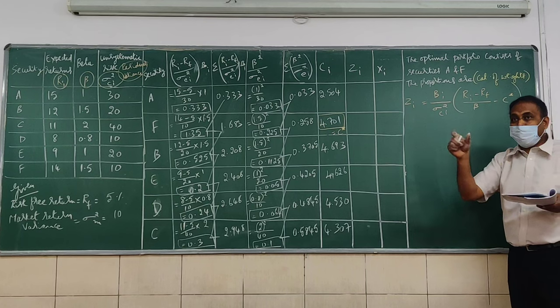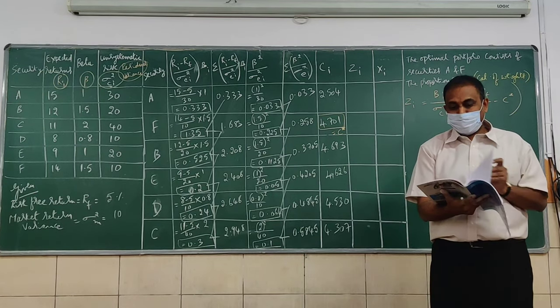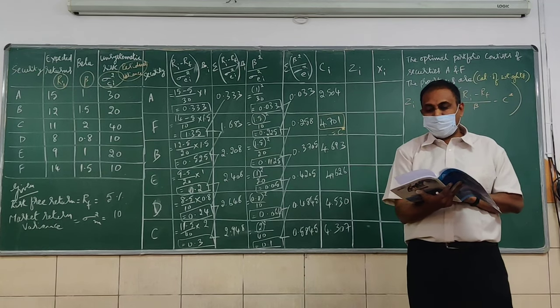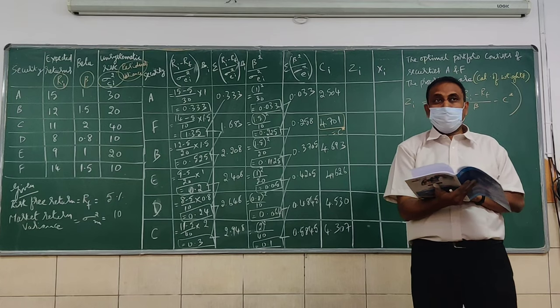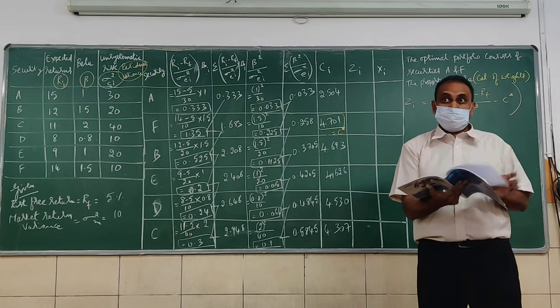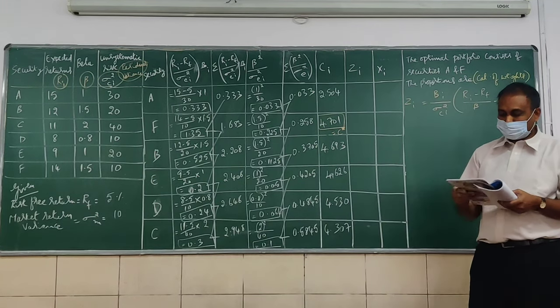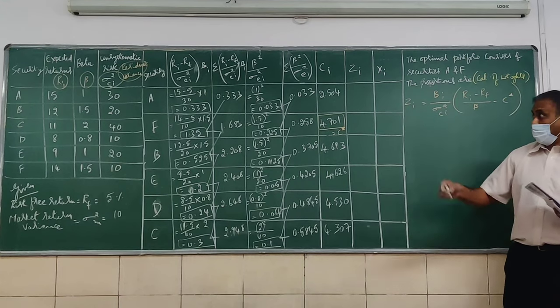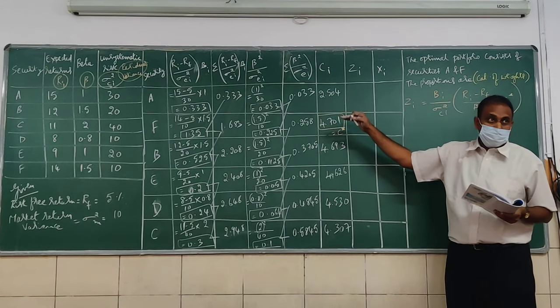Why only A and F? Please look at the problem. You have a sentence there, last part of the sentence, entire problem is there. What is the optimum portfolio? Correct? Assuming no short sales. Put a bracket and underline for that. No short sales means we go for only the best optimum.